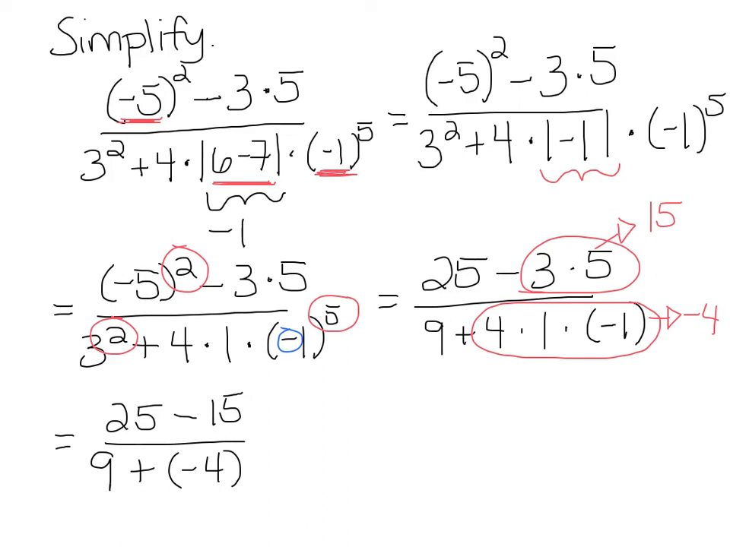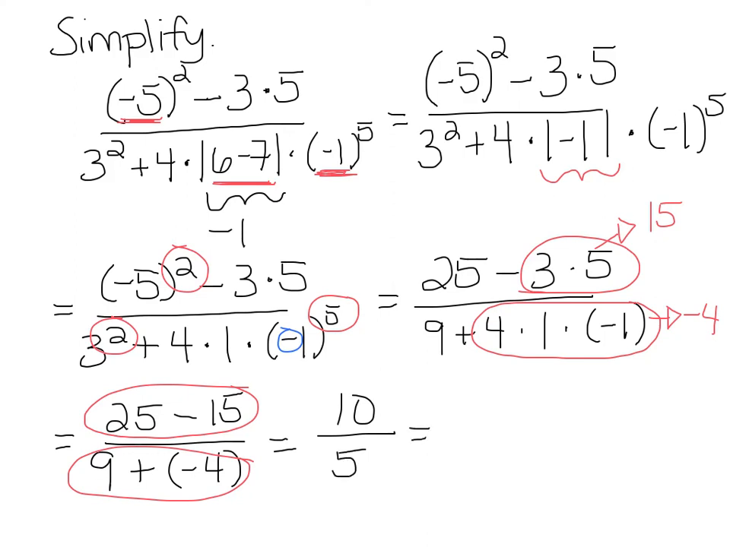Now we move on to addition and subtraction, left to right. Since we have two problems, we're going to look at these as separate. We'll do this one, and then at the very end we'll do our division. 25 minus 15 is 10. 9 plus -4 is 5. The last step is to divide. 10 divided by 5 is 2. And this is my final answer.